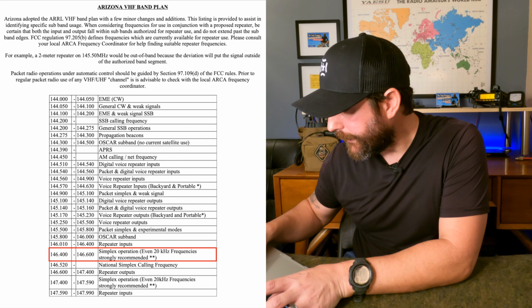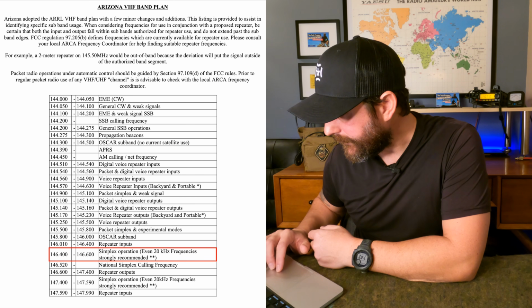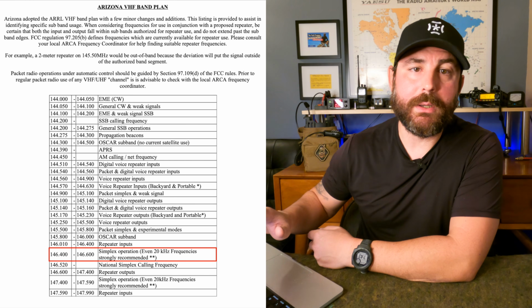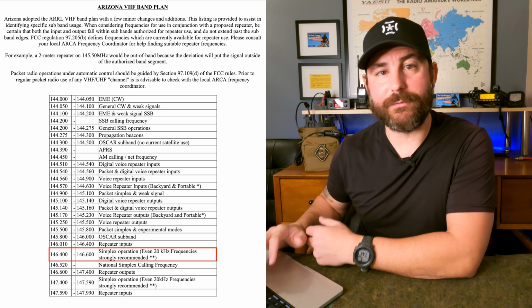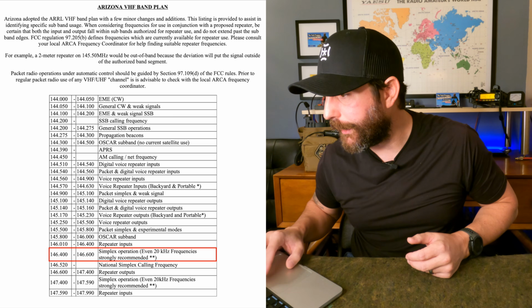Now I mentioned there are state-specific band plans. So in Google, I will enter in Arizona band plan, and I've kind of already done that here on Google. We'll go ahead and look at the 2-meter band, and we have a listing here of all of the different bands, and it actually includes multiple frequency sections allocated for simplex use, so without a repeater, kind of radio to radio.